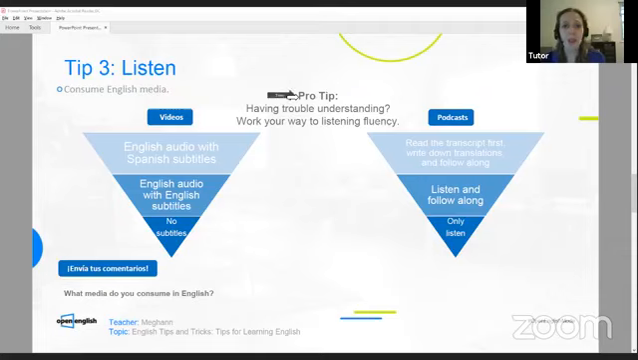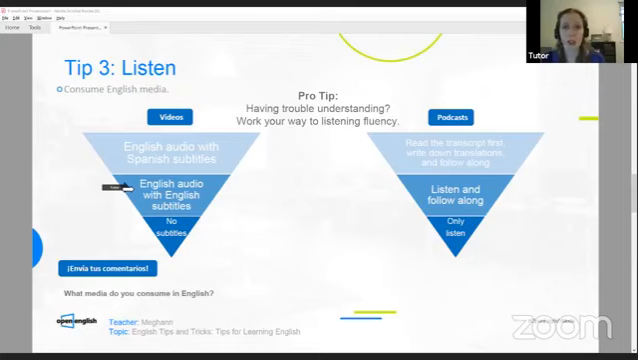So we have a pro tip for you related to listening. Are you having trouble understanding? In this case, work your way to listening fluency. Okay, so maybe you need to start small with small steps, pasos, and eventually listen to something completely in English. So if you want to practice English with videos, start with English audio, but include Spanish subtitles or subtitles in your first language. When you are more comfortable, you can move to English audio with English subtitles.